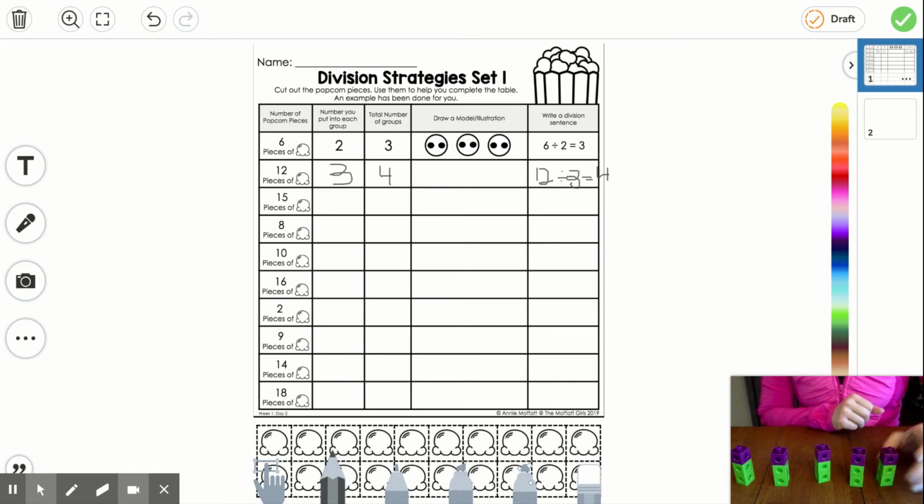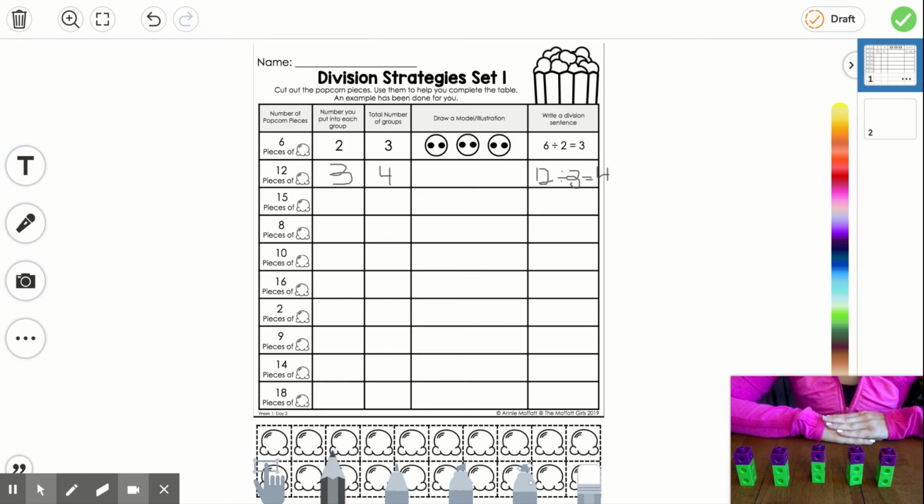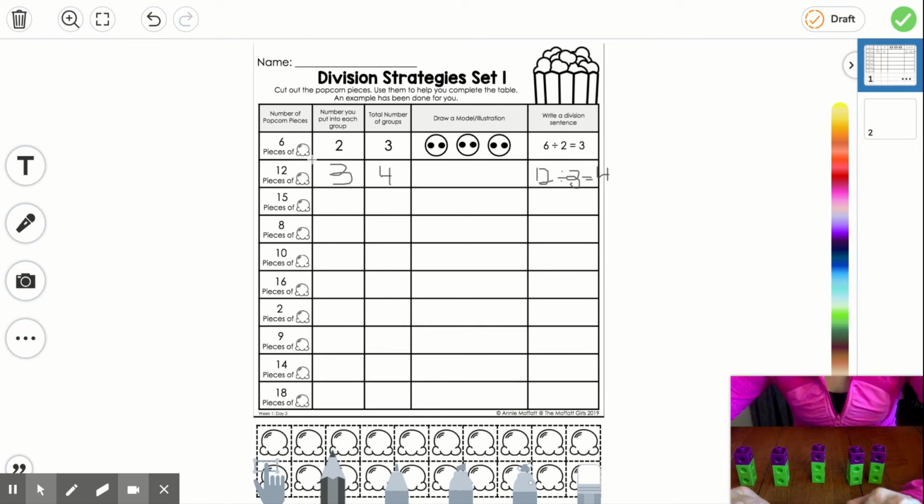And there's that. So I've used them all, and they all have the same amount, which means I did it correctly. And I have 1, 2, 3, 4, 5 groups. And in those 5 groups, there are 3 in each. Okay, so then I would record that here. Number to put in each group, I put 3 in each group. Number of groups, 5. And then you would draw it, and then you would take your whole amount, 15.